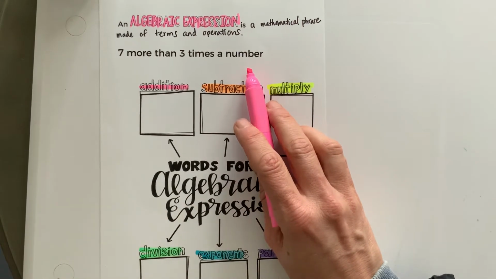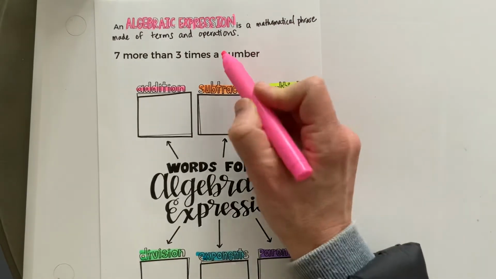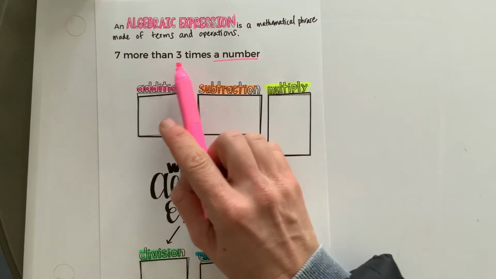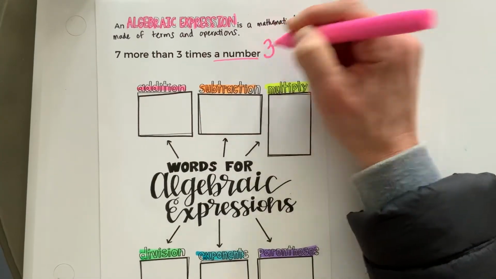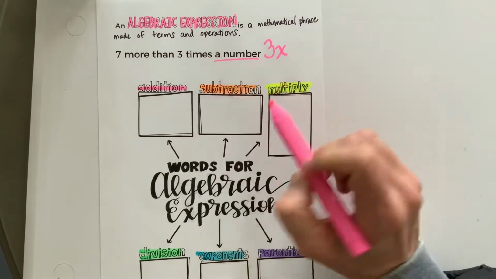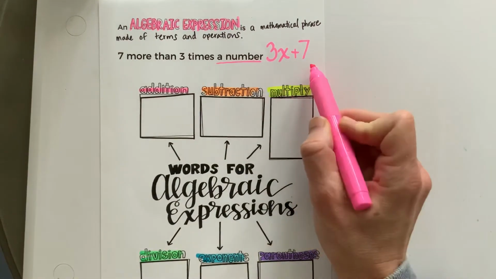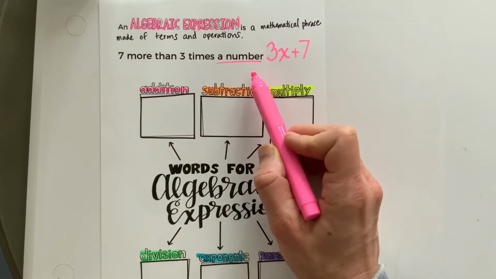Now, the reason why this is an algebraic expression as opposed to a numeric expression is that in a numeric expression, you know what all the numbers are. In an algebraic expression, you have sort of a mystery number. So this is going to be 7 more than 3 times a number. We write 3 times a number as 3x. So 3 times a number, and it's 7 more than that, so plus 7. So this is the algebraic expression, 3x plus 7. That is what represents this entire sentence there.